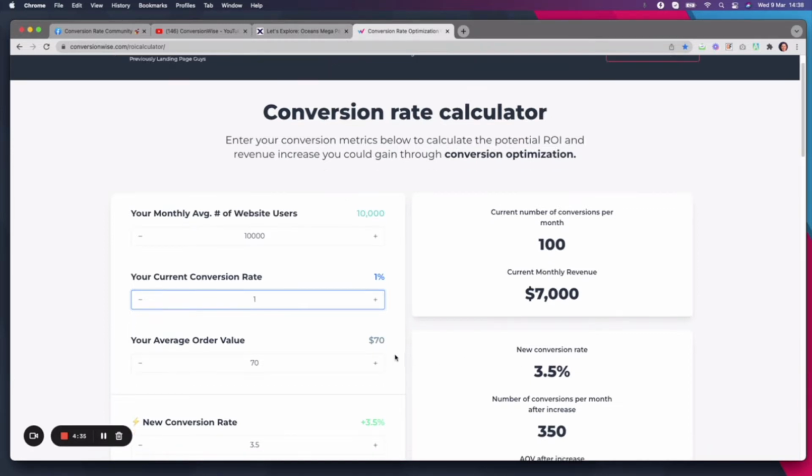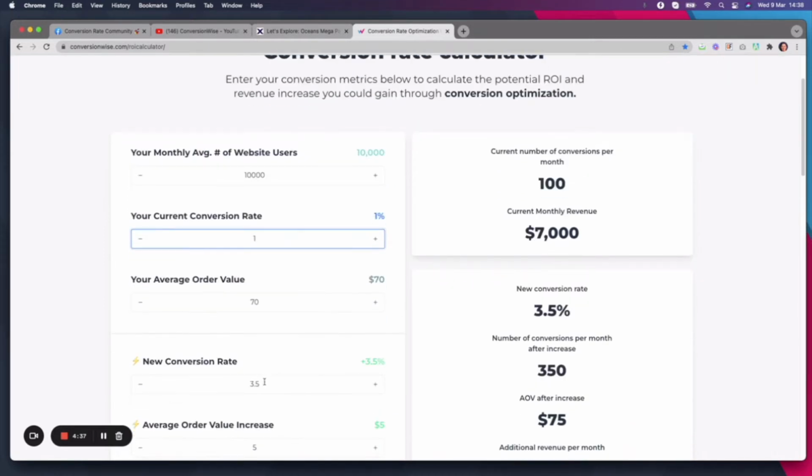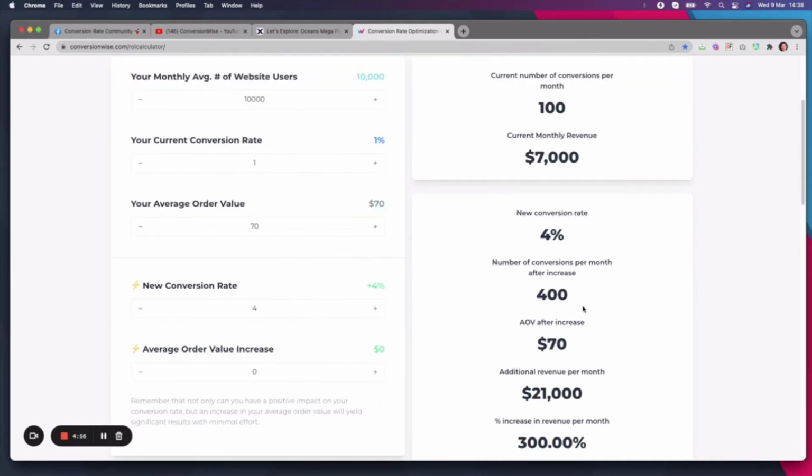Now, an increase of 300% means that we would have taken this conversion rate to 4%. And let's say that there's absolutely no increase in AOV. Now, look what happens here. So we've gone from 100 conversions a month to 400 conversions a month.